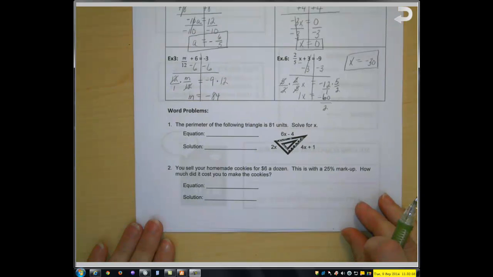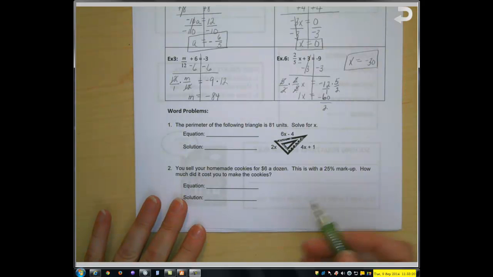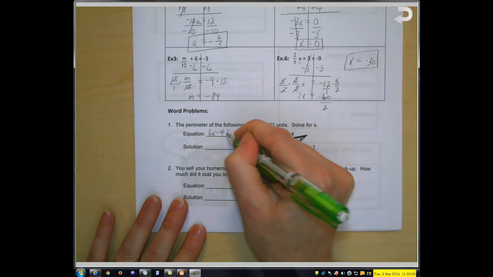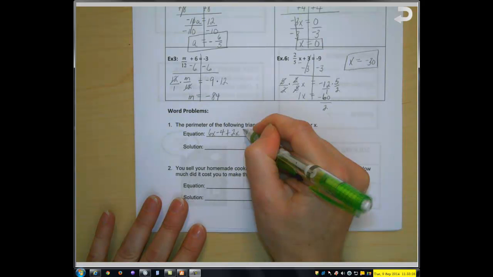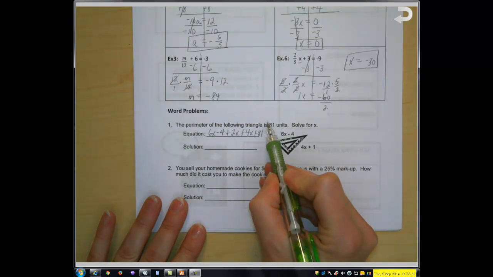Okay, a couple of word problems and then we'll be done. It says the perimeter of the triangle is 81 units. Solve for x. We need to do two things. First, we need to write an equation, and then we need to solve the equation. Remember that perimeter is adding up all of the sides. So we can add 6x minus 4 plus 2x plus 4x plus 1. And then we're told that the perimeter is 81 units.